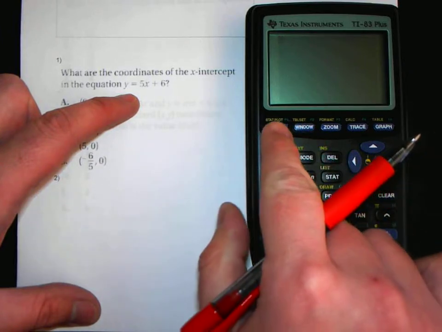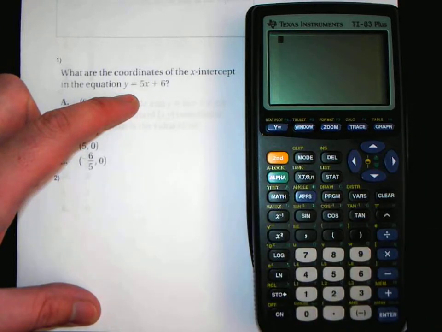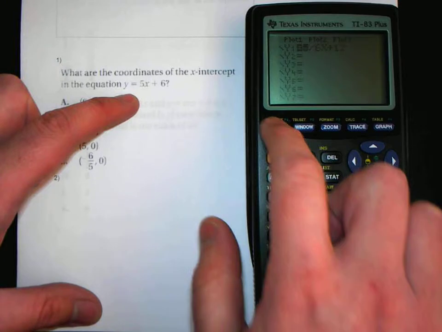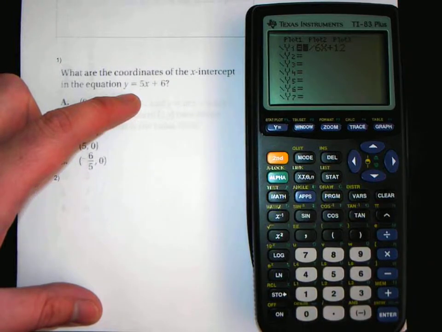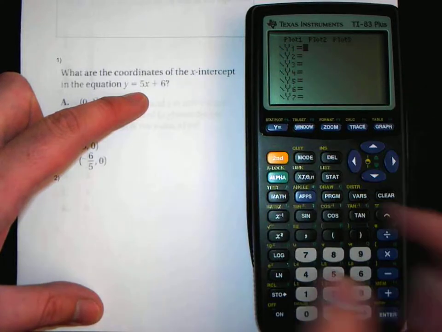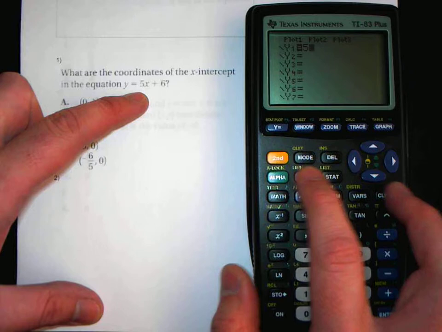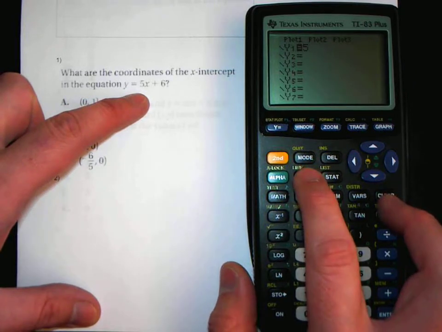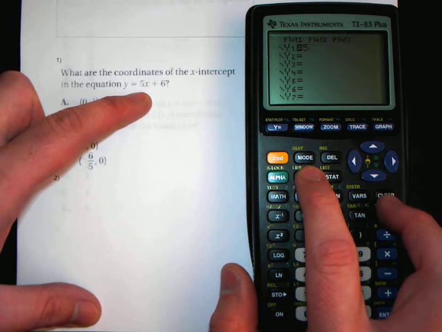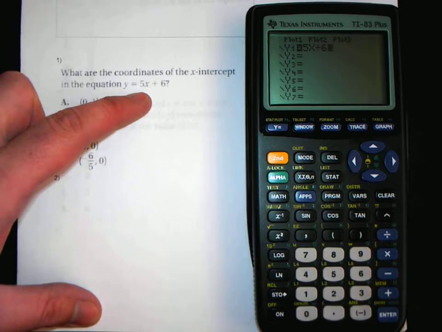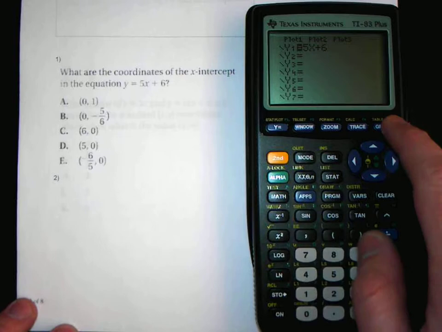We can go up here to y equals. You can type anything you want in there. So let's type in y equals 5x plus 6. The x is this button right here, see it? On the top, x plus 6. And then you could get an actual graph if you hit graph here.